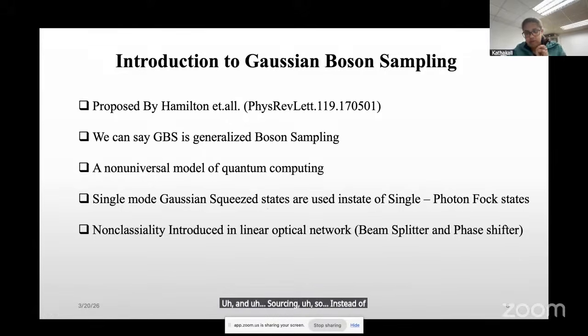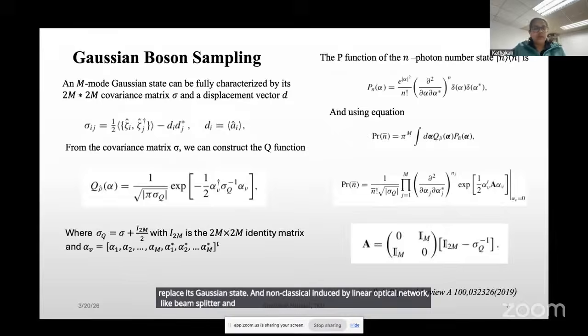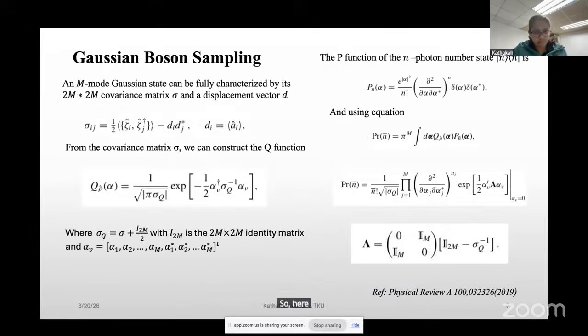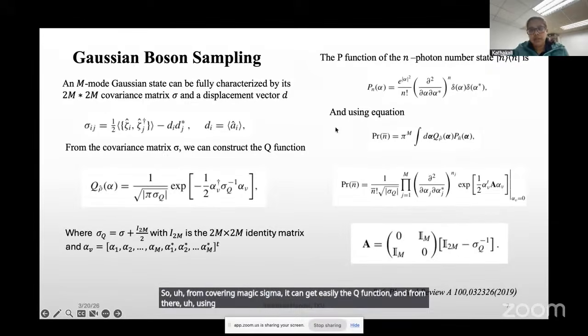Instead of single-photon Fock states, they use Gaussian states, and non-classicality is induced by a linear optical network like beam splitters and phase shifters. Any M-mode Gaussian state can be fully characterized by a 2M by 2M covariance matrix and a displacement vector. From the covariance matrix sigma, we can easily get the Q function, and from there, using the P function, we can get the probability distribution.